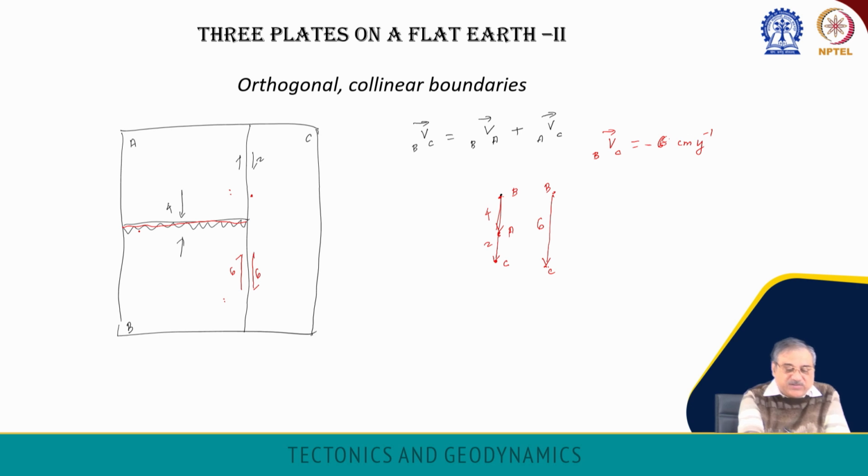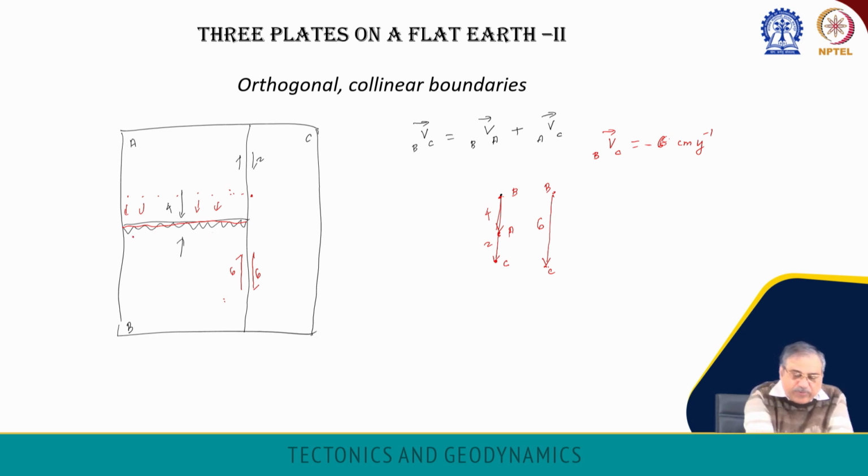What happens is that, if you imagine a line of particles on plate A, which is parallel to the trench, every year this line of particles will be moving southwards. Every particle here will be moving southwards at the rate of 2 centimeters per year, and ultimately it will be consumed below plate B.